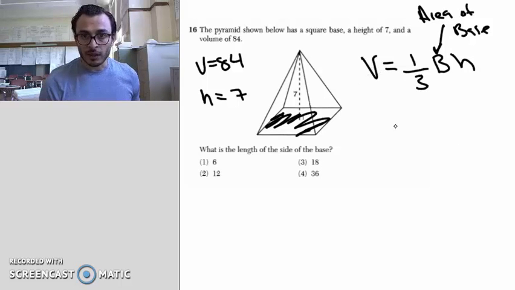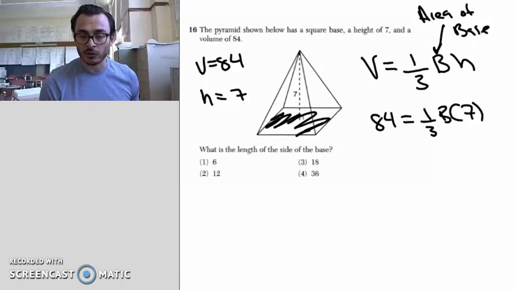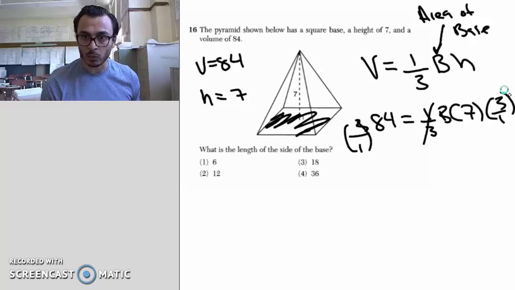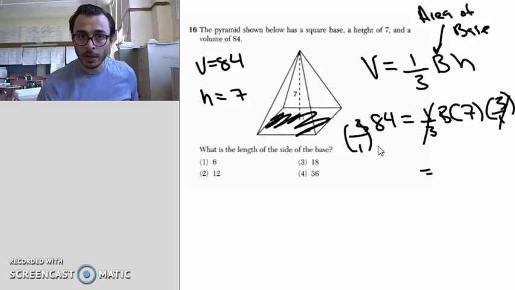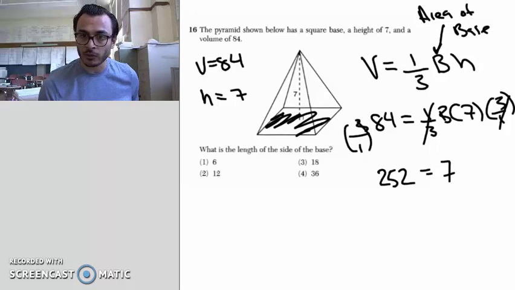So let's replace V with 84, and let's replace H with 7, and we're going to solve for capital B. So let's go ahead and solve. So first, let's multiply by the reciprocal of 1/3, which is 3 over 1. So that cancels out the 1/3 and the 3. So 84 times 3 is 252. So I get 252 equals B times 7, or just 7B. Let's divide both sides by 7.